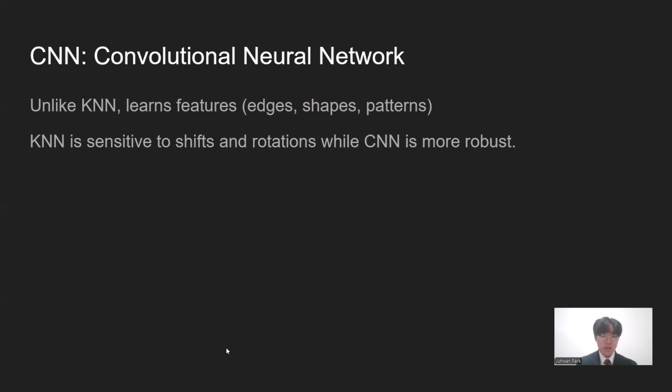Moving on. Now I modeled a convolutional neural network. This is different from KNN because it can learn actual features such as edges, shapes, and patterns. While KNN is sensitive to shifts and rotations, the CNN is more robust.